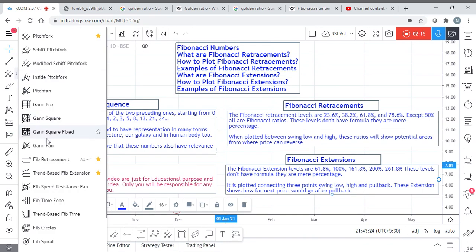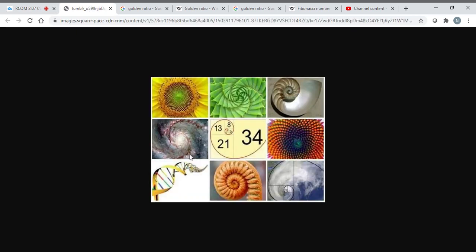Some of the tools are Fibonacci retracement, Fibonacci extensions, and a couple of others like Fib speed resistance fan, time zone, Fib circles, Fib spirals, etc. This is one of the examples. At the center you can see a Fibonacci spiral which starts from 0, then 1, 1, 2, 3, 5, 8, 13, 21, 34, like that. The spiral is created. This structure is found in many places, as you can see on the screen.